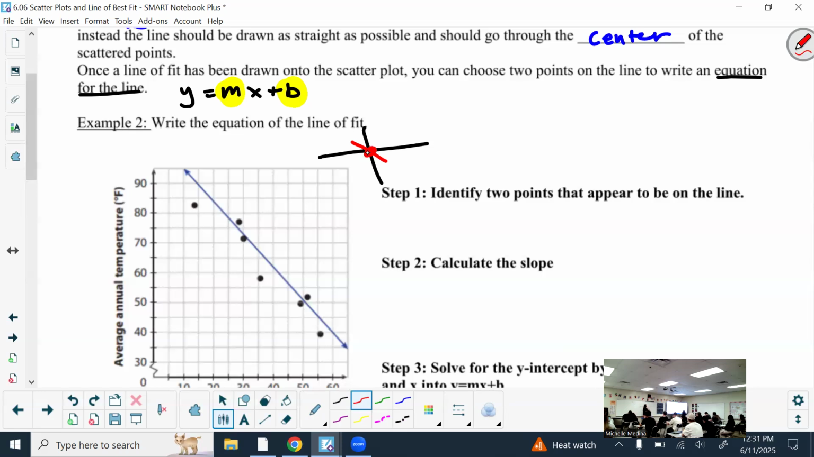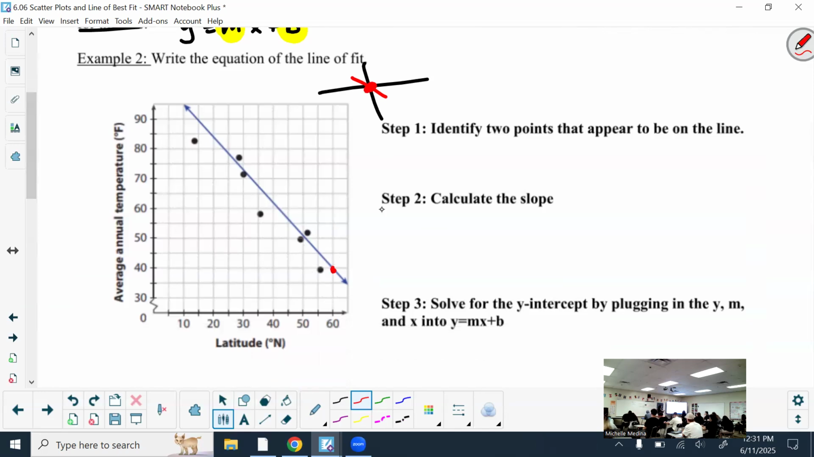Okay. So we need to identify 2 points that appear to be on the line. So here's one point that I think is easy to see. It's on the line. I don't have to estimate it. That coordinate is 60, 40. Everyone see that? 60 for the x, 40 for the y. It wasn't a data point. It's just something that I could see on the line that I don't have to think too hard about. Look at your paper, don't say it out loud.